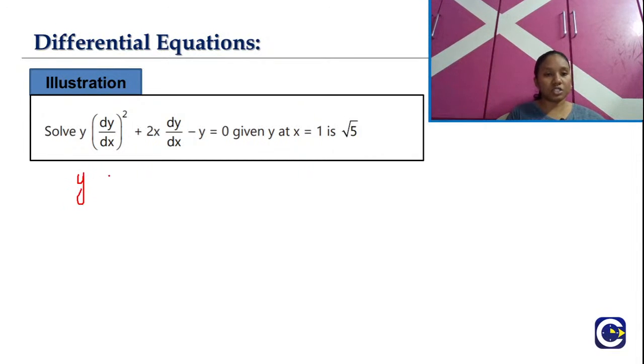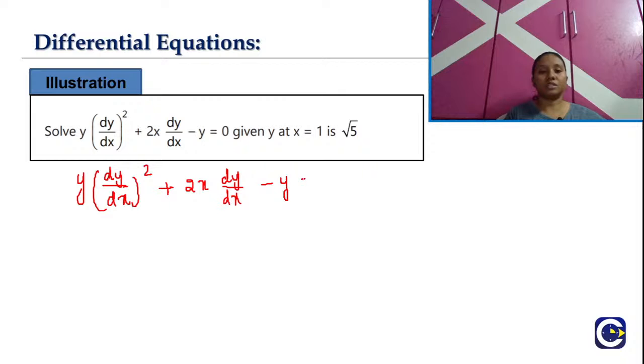So here the given equation is y into (dy by dx) whole square plus 2x into dy by dx minus y is equal to 0. If you observe, this is somewhat related to a quadratic equation in terms of dy by dx. Right, so which means here we are having a quadratic equation in terms of dy by dx. Then what will be the solution of this quadratic equation?